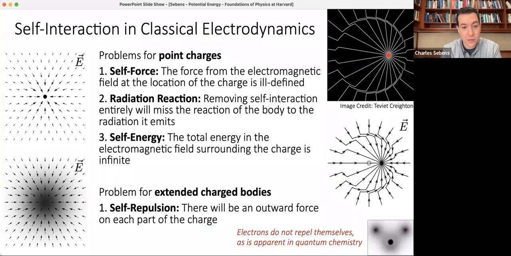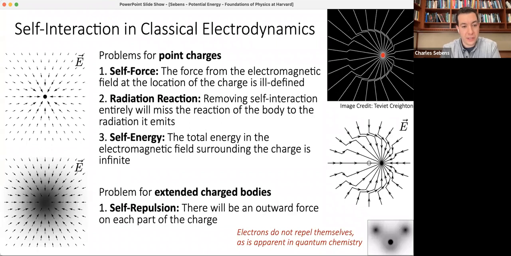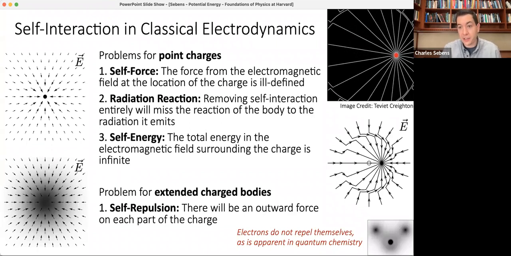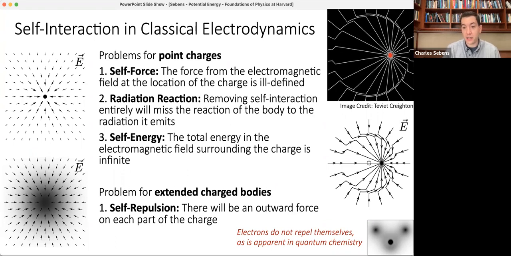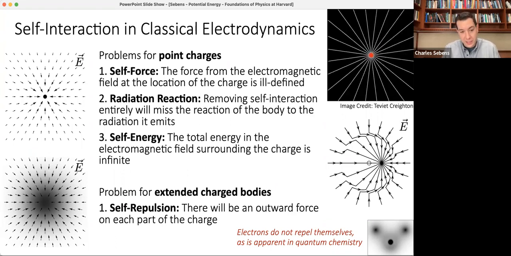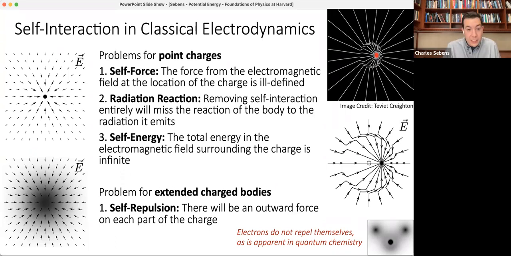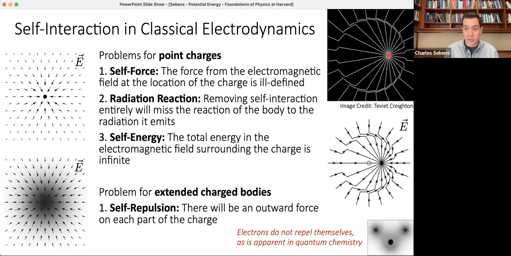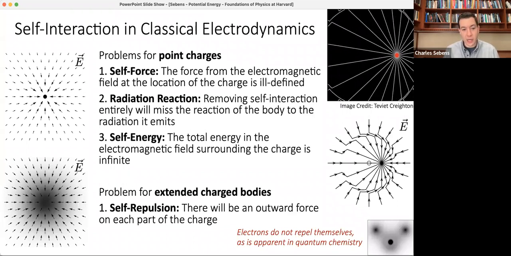And then you also have problems with self-energy for point charges. So when you calculate the E squared over 8 pi energy for a point charge, you integrate that over all space, it's going to be an infinite amount of energy because the electric field gets so strong as you get close to the charge itself. So you have these problems of infinite self-energy. So a bunch of problems for point charges. There are ways to address them. There are ideas about how to make point charges work. I'm not saying point charges aren't viable, but there are problems that must be overcome.